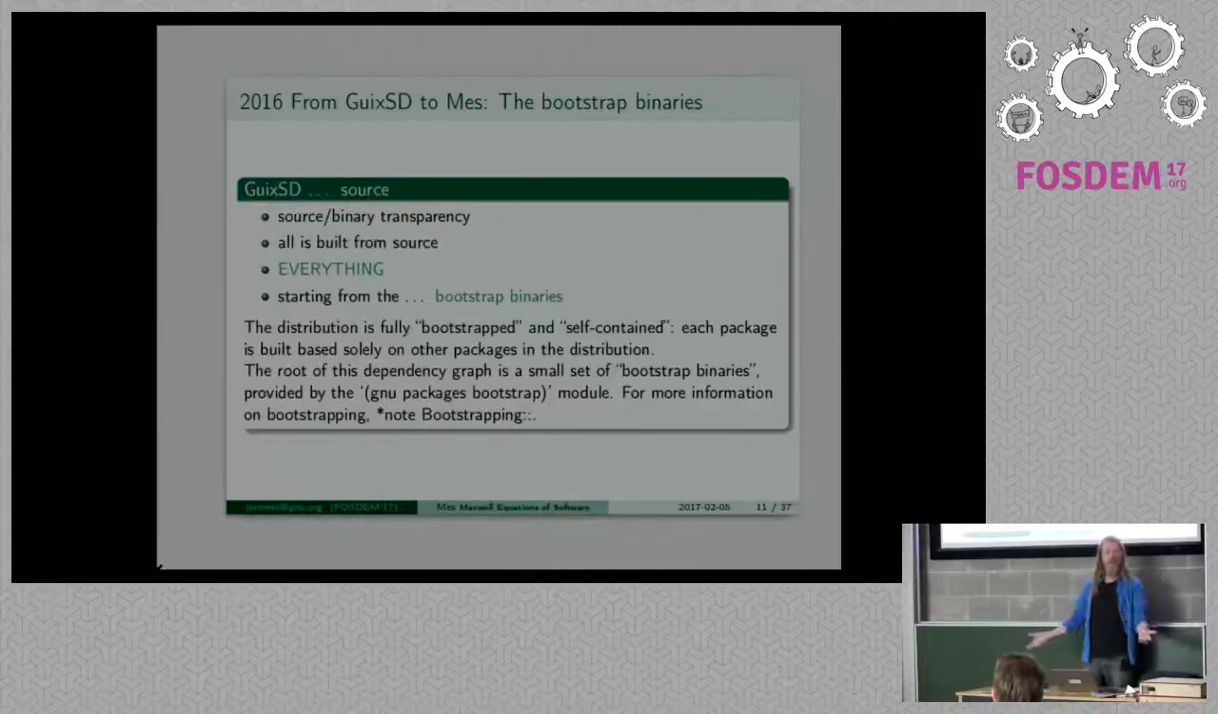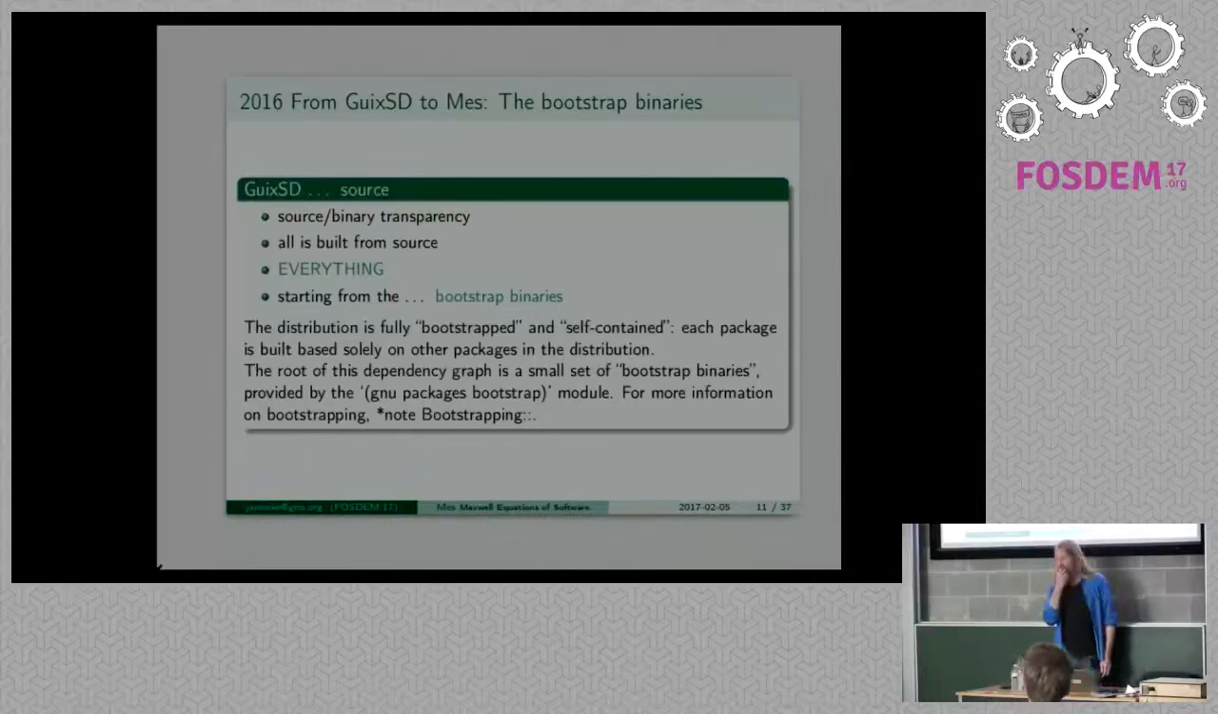So that's great. We have GNU, we have all source, we build everything from source. But there's this bootstrap binaries thing. And that annoyed me. It's only a tiny speck. I mean, everything is source, everything.